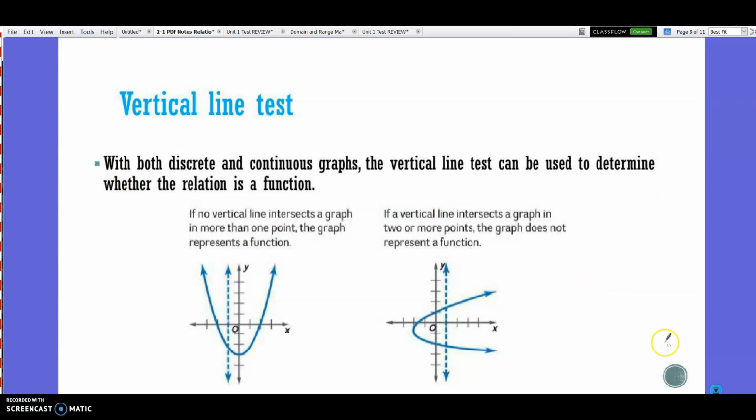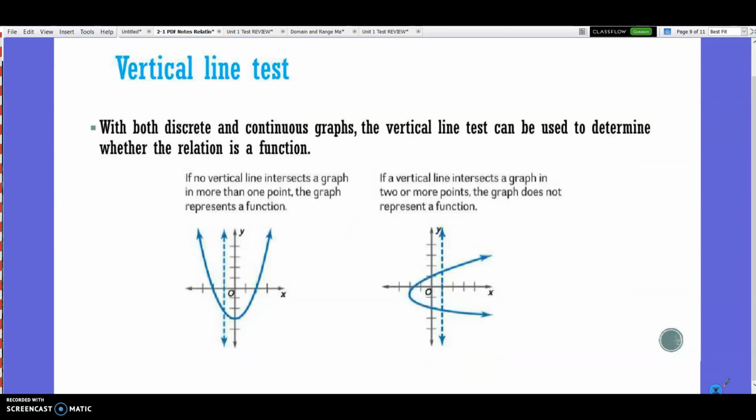Okay, the vertical line test tells you whether a relation is a function. Both discrete and continuous graphs can be a function. The vertical line test will tell you. If there's a vertical line that you draw and it touches more than one point, then it is not a function. Like this one touches more than one point, it touches here and here, so this is not a function. This one, if I draw a vertical line anywhere, it will cross at only one place. So this is a function.